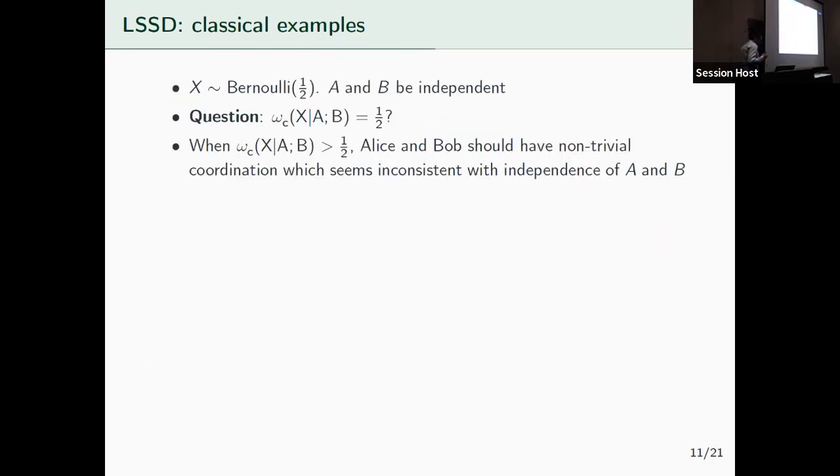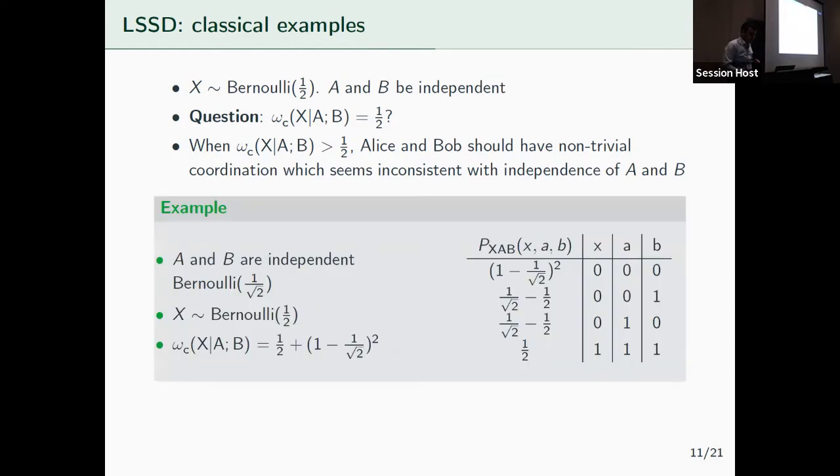Now, another example is motivated by this question. Suppose that X is a Bernoulli 1/2 random variable, and A and B are 2 random variables which are independent. Now, the question is whether the classical value of this problem is equal to 1/2. And why am I asking this question? Because if from A and B you can simultaneously guess X, it shows some kind of correlation between A and B. At least that was my intuition when I first thought about this problem.